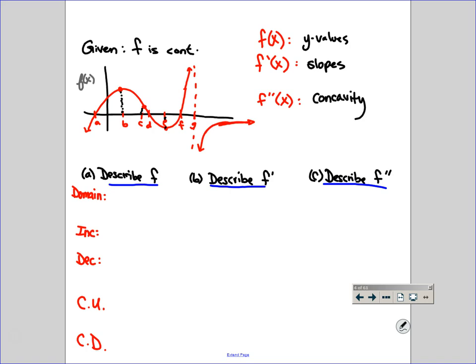Okay, what's the domain of F? Do we have it? Let's just start with one, just one. What's the domain of F? Yeah, negative infinity to g and g to infinity, right? Or we could say x not equal to g. That's true.